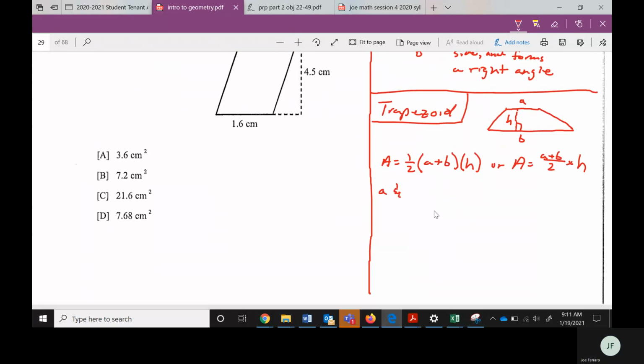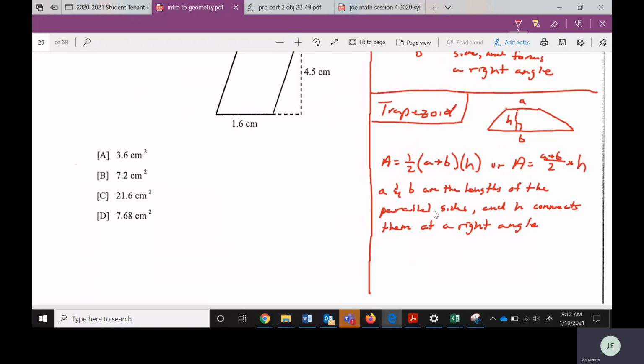A and B are the lengths of the parallel sides. And h connects them at a right angle. Okay. All right. So those are our notes.